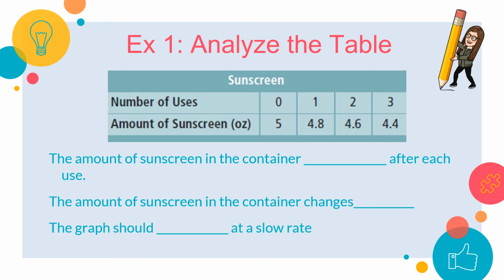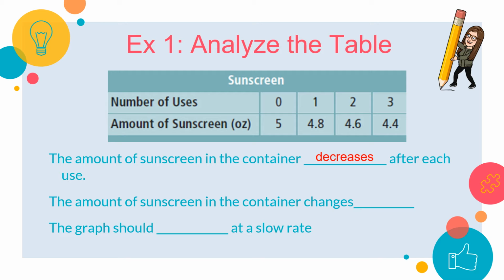Now I'm not looking for a one-word right answer. I'm open to different vocab words. So the first vocab word we could use is we could say decreases. The amount of sunscreen decreases after each use. You could say goes down, right? I'm open to how you say that. But I care that you understand the numbers are going down.